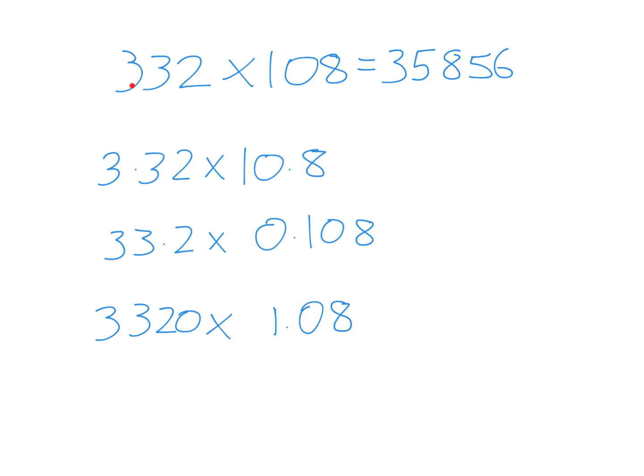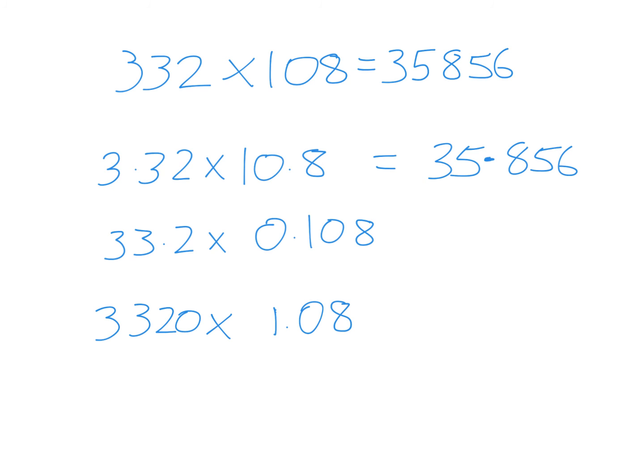So let's say I tell you that 332 times 108 is 35,856. We can use this to perform these calculations here. So what would be 3.32 times 10.8? Well, it's going to be the same as this, except I need to have 1, 2, 3 numbers after the decimal point. So the answer is going to have the exact same digits, but I want these 3 numbers to be after the decimal point. It will be 35.856.